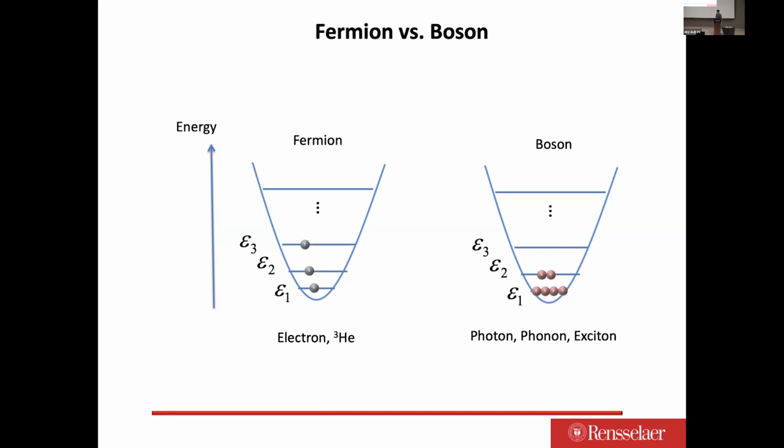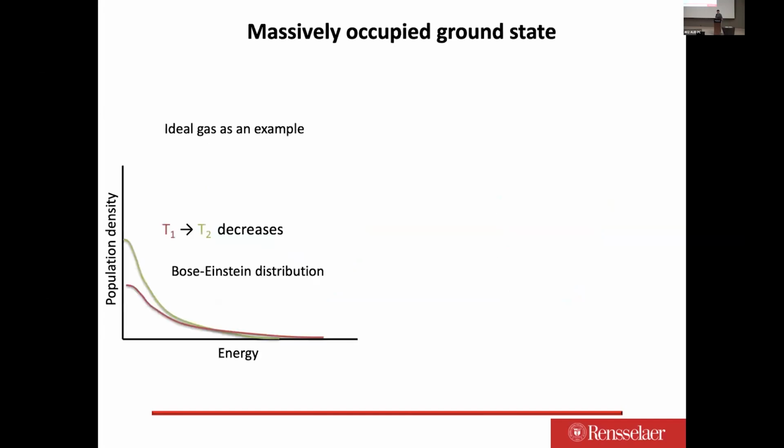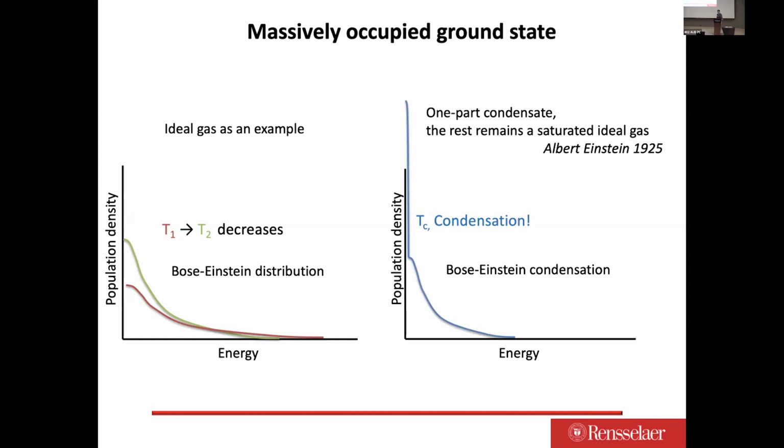So what's the consequence? If you have two different systems and you try to lower the temperature, the boson system will massively occupy the ground state to minimize the system's energy. Take the ideal gas, for example. At the very beginning, when the temperature is high, the high energy part has a noticeable occupancy, and the low energy one has a higher occupancy. As you lower the temperature further, the low energy part becomes more and more occupied, until you reach a critical temperature we call T_C, the condensation temperature.